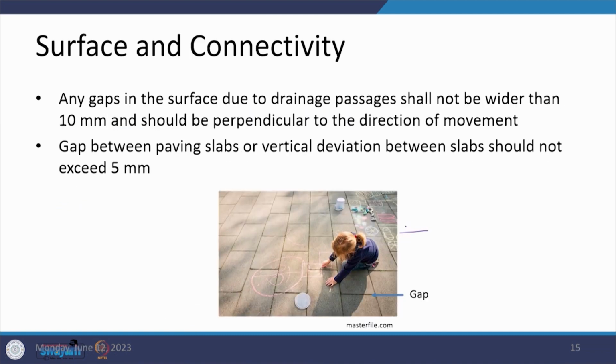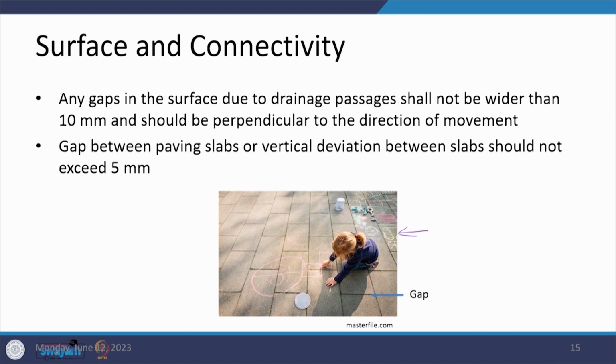Here we are talking about the surface and connectivity of the pedestrian facility. You can see in this photograph a wide pedestrian facility has been provided and a child is playing on top of it, maybe because this is the home of this girl child, and she is utilizing it in a very perfect manner.